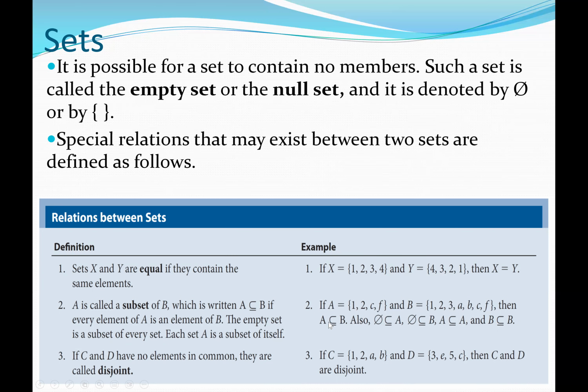Normally, we can use the first symbol here. So something like a C with an underline means a subset. So here we say A is a subset of B.